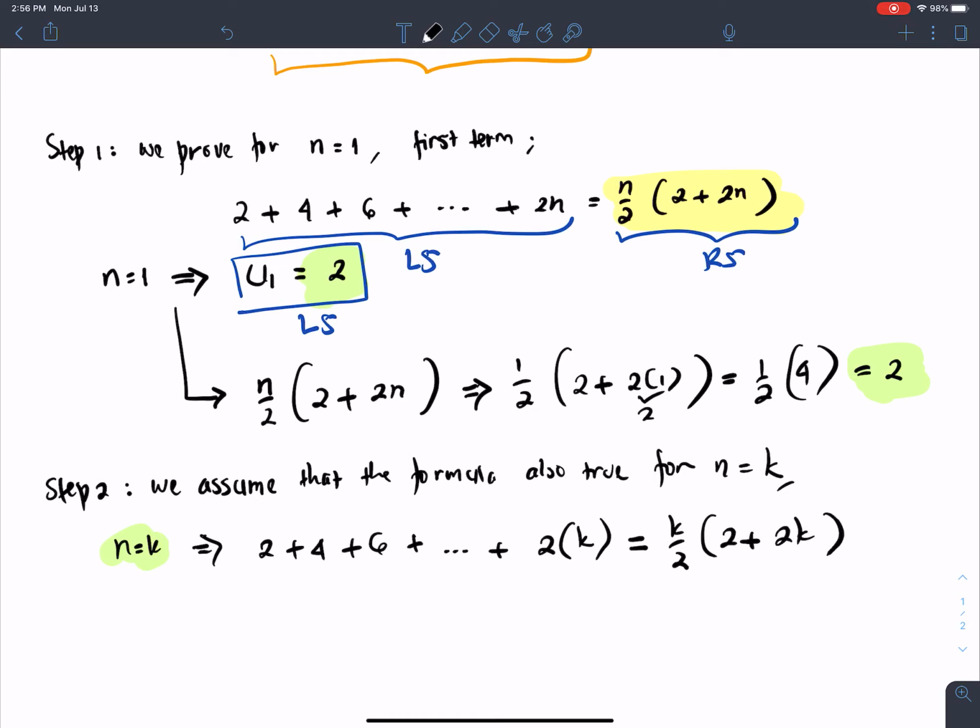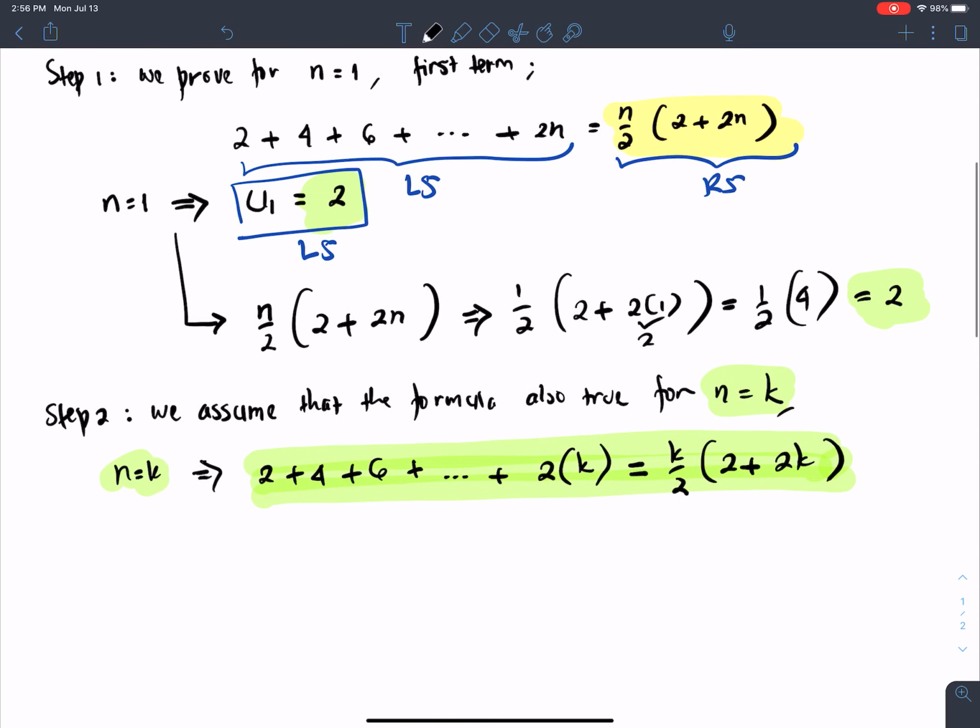So all the n change to k, because we do not know what n is, but we would like to assume that the formula is also true for n equal to k over here. So when n equal to k, we change all the n in the model with k. Then we have this model now. So we assume that this model is true.